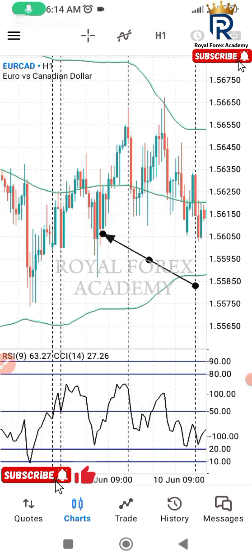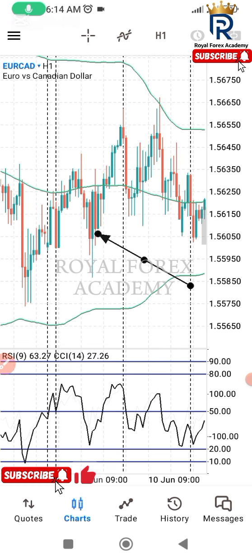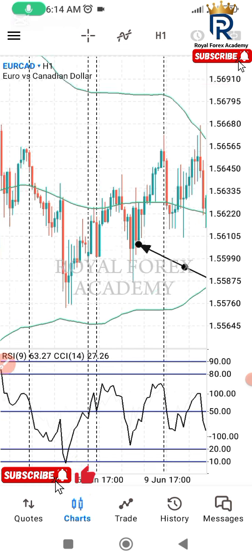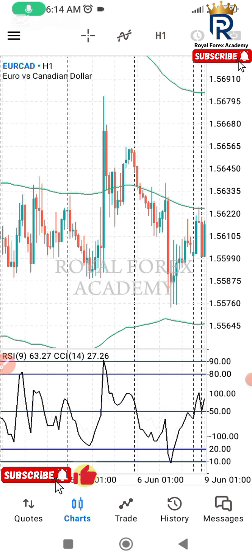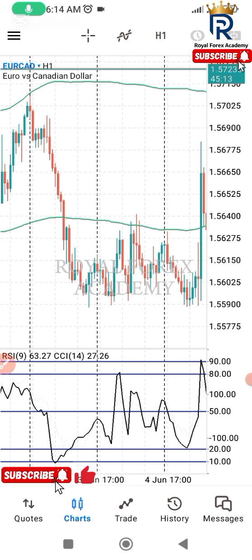Since on this particular one we did not get any entry in that zone, we are leaving that because we didn't have any trade entry. We don't have a pin bar. But in this scenario, let me show you something. Here we are having a divergence.